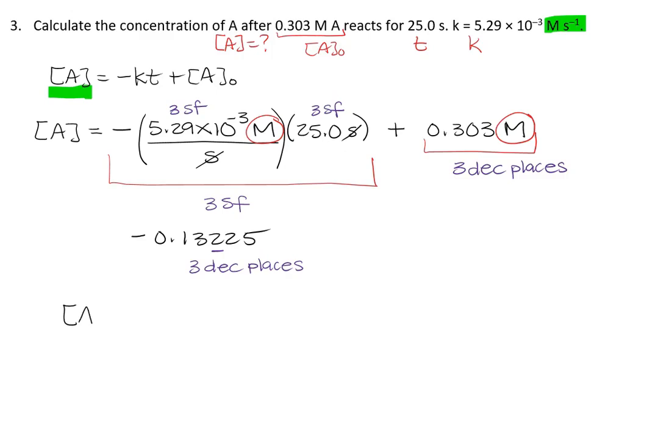So that last step involves the addition of negative 0.132 plus 0.303, and that gives me my final answer of 0.171. Don't forget the units, so we end up with the concentration of A is 0.171 molar.